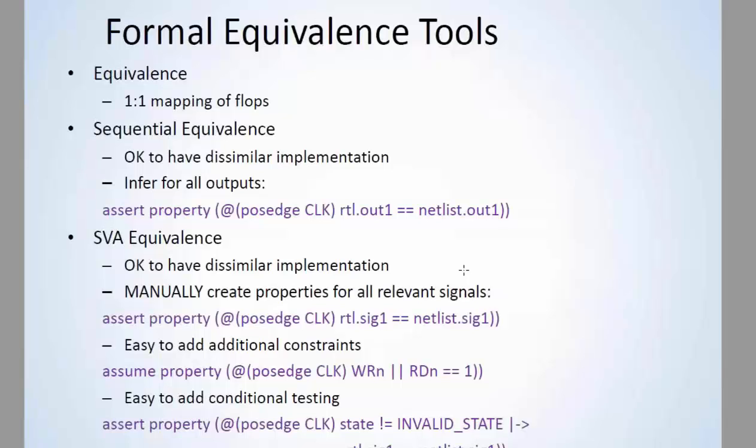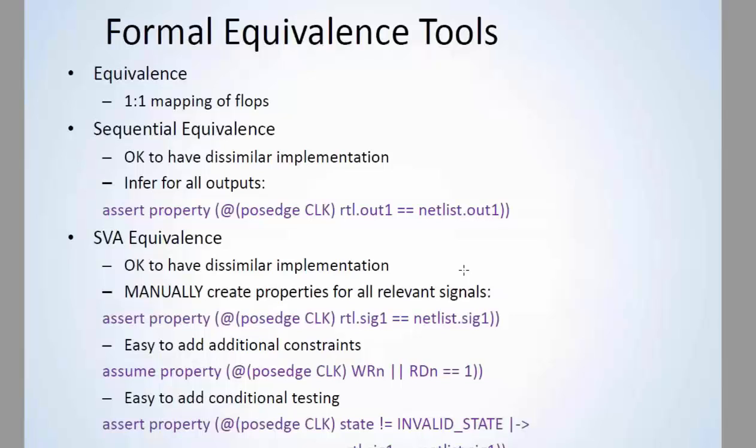And here, instead of manually having to write anything, the tool will infer for you assertions on all of the outputs, that the RTL outputs are identical to the netlist outputs. Another way of using pretty much the same engines, but a different interface, is using standard SystemVerilog assertions and writing them. Again, it's okay to have a dissimilar implementation. And you need to manually create properties for all of your relevant outputs: netlist Sig1 is equal to RTL Sig1.